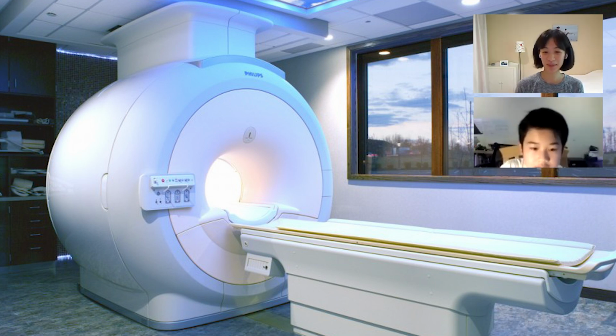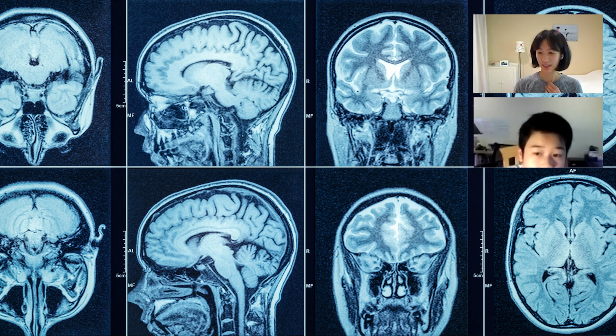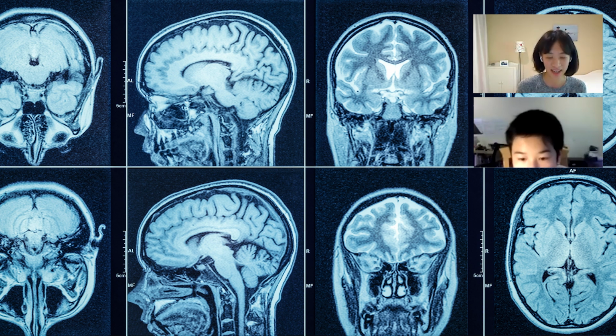So this is called an MRI. Sometimes what doctors do is they scan your body just so that they can see what's going on inside of you and what your internal organs look like. This is the brain. This is actually what the brain looks like if you were to give it an MRI scan.